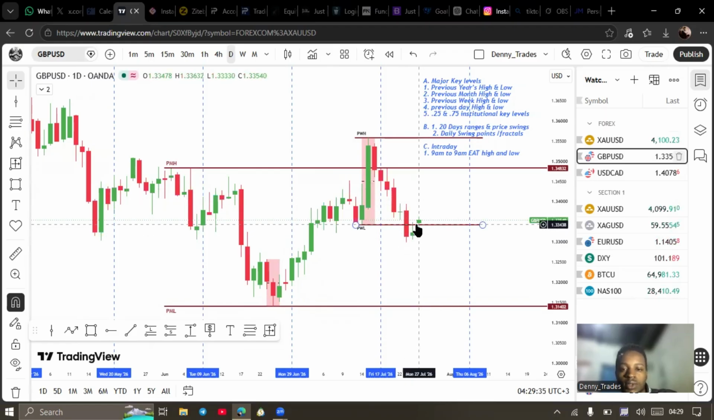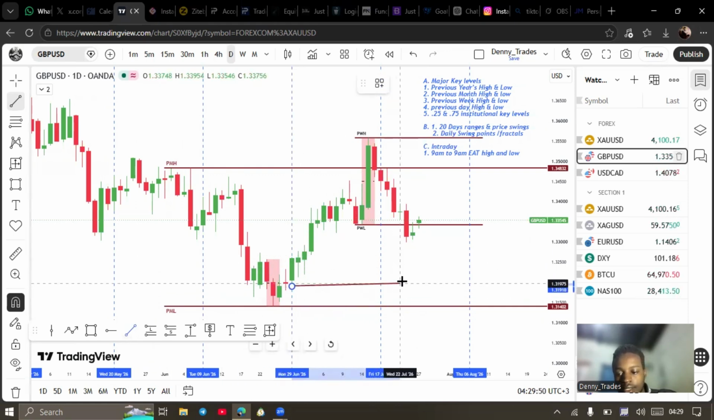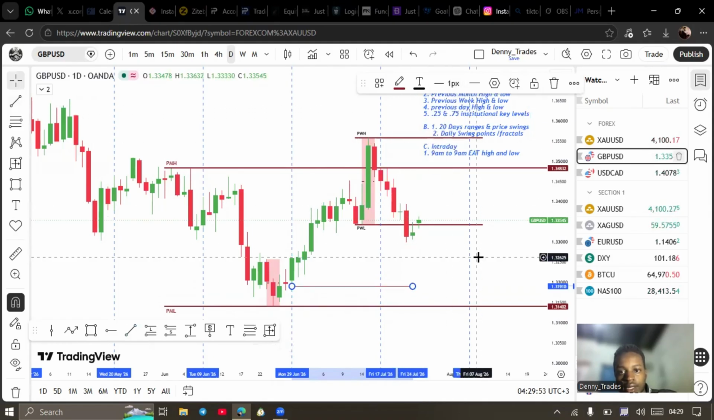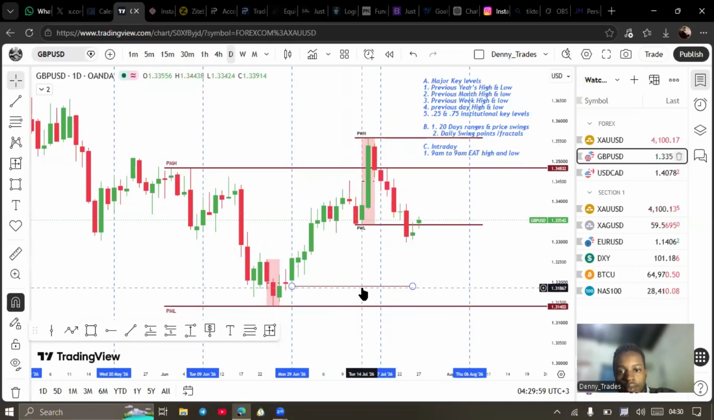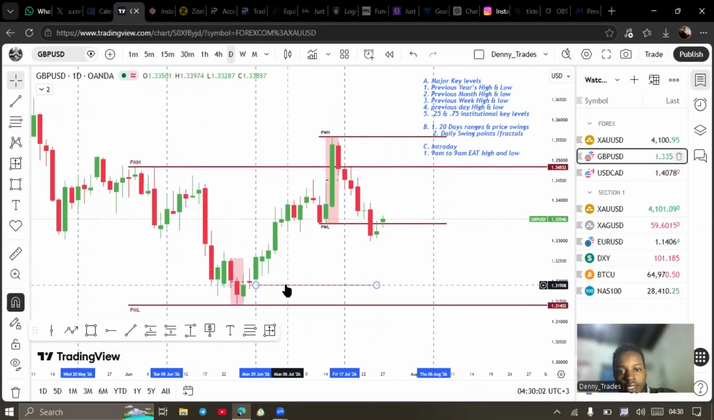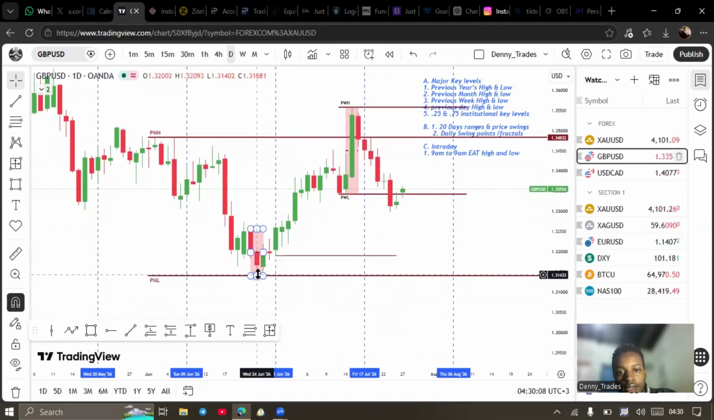Where do we want price to go? I want to see price trade above the previous 20 days range high or the previous 20 days range low. Okay, so I don't want to make my charts dirty by adding a lot of drawings, but this is what I want to see. If I am bearish, I want to see price trade below this low and also below the previous monthly low, since it already traded above and had a liquidity sweep above the previous monthly high.